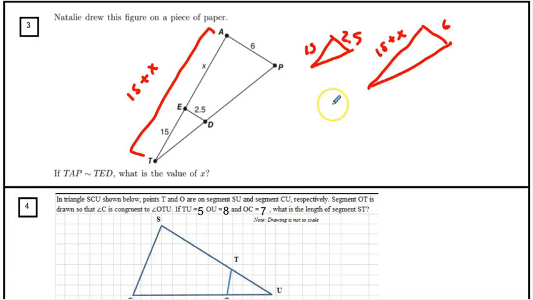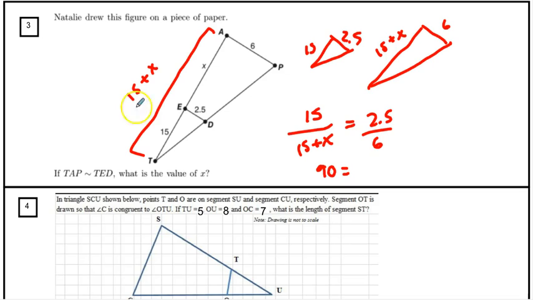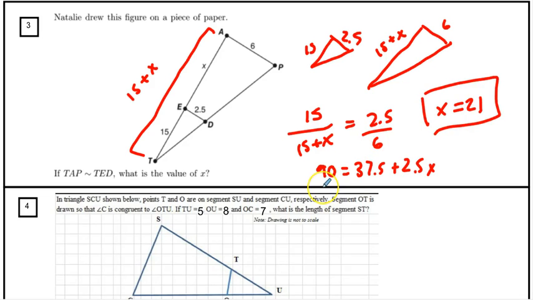All right? Now we just set up a ratio. 15 is to 15 plus x, as 2.5 is to 6. If we cross multiply these, we get 90 is equal to 15 times 2.5. I'm doing it on a calculator. I'm okay with admitting that. I know we get 37.5 plus 2.5x. All right? And then you just have to solve this equation. For the sake of time, I'm just going to say this. You should do it on your own, and you should get x is equal to 21. That would be how if you solve that correctly.